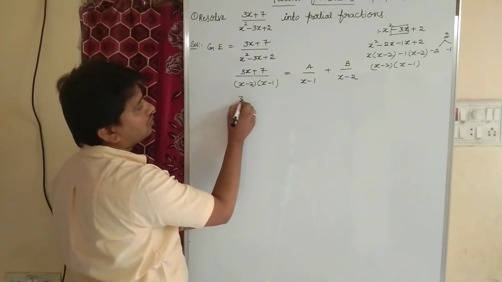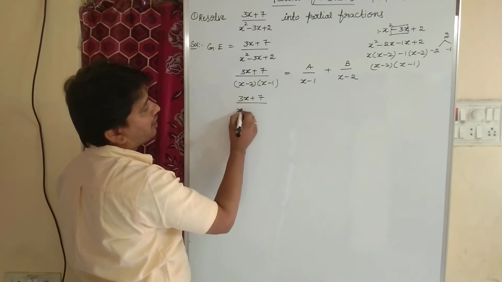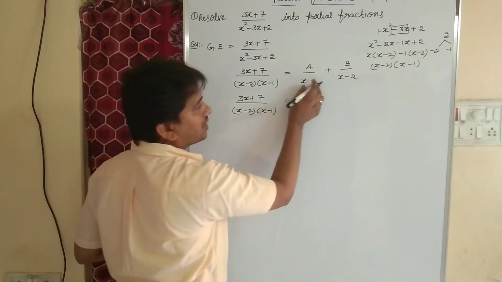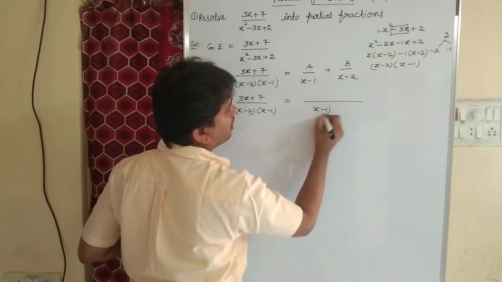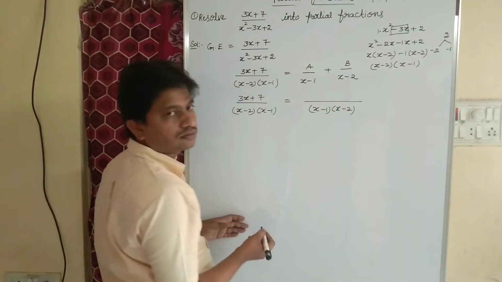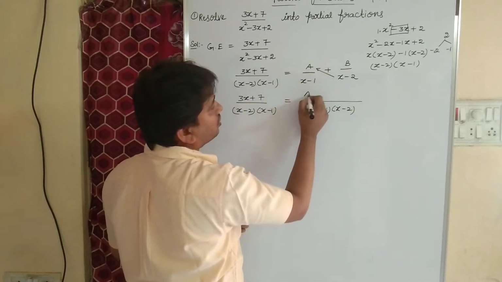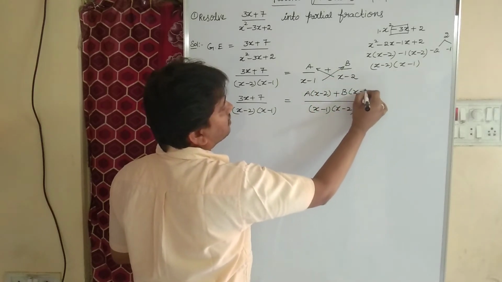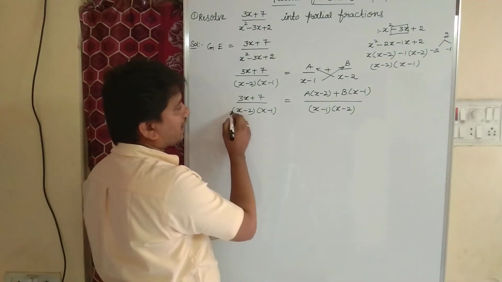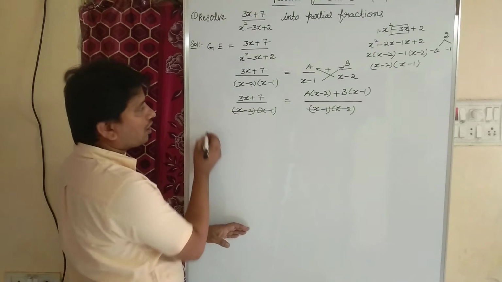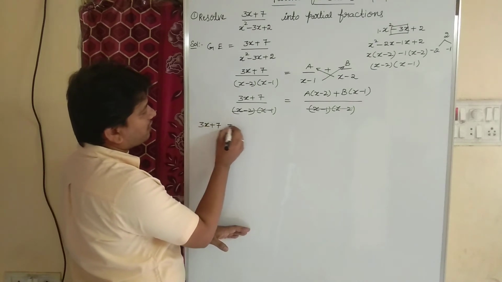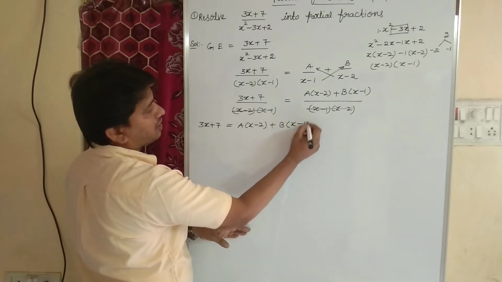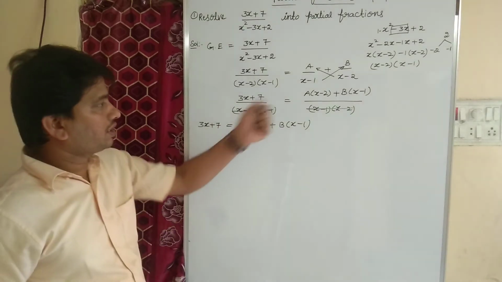Okay, now 3x plus 7 divided by x minus 2 into x minus 1 is equal to, as the LCM of x minus 1 and x minus 2 is x minus 1 into x minus 2, a into x minus 2 plus b into x minus 1. Right? Now I can cancel these two terms, as I got 3x plus 7 equal to a into x minus 2 plus b into x minus 1. Is it clear, children? Only we have numerators.